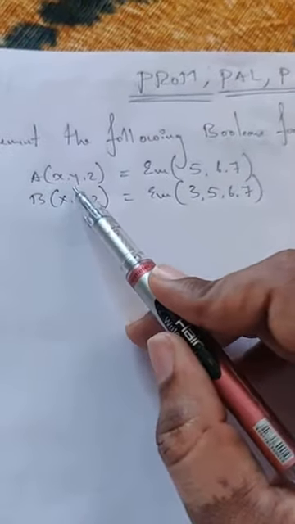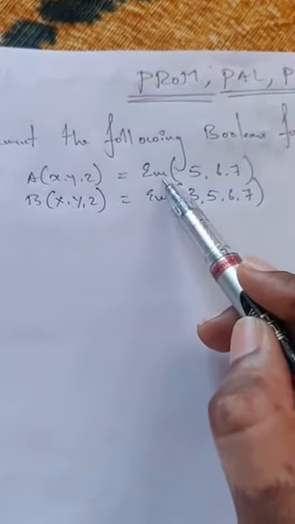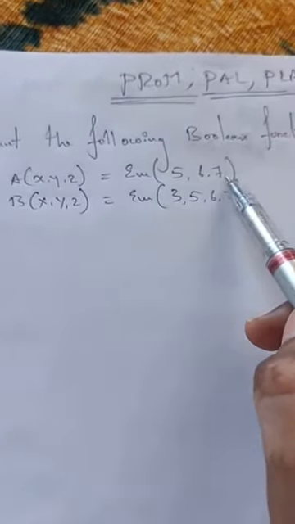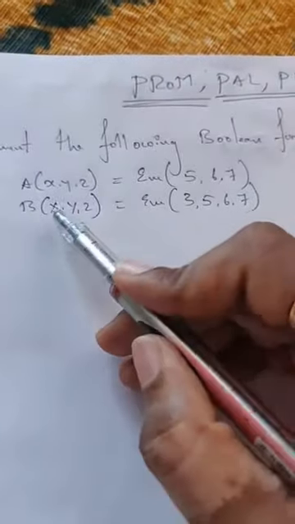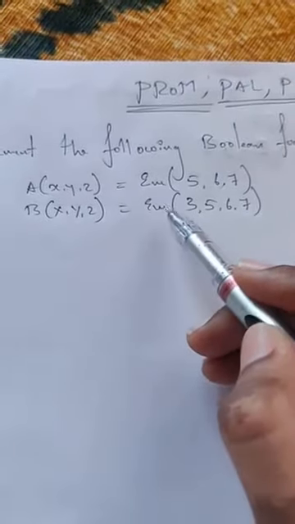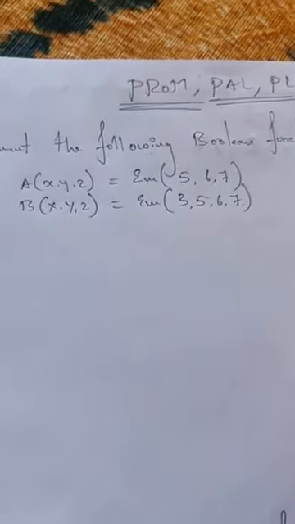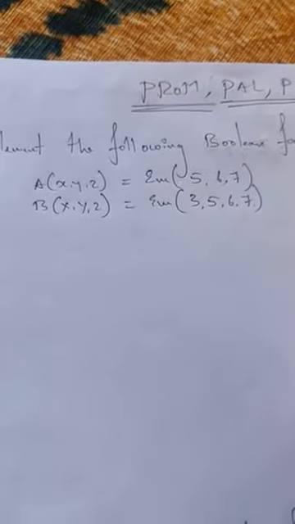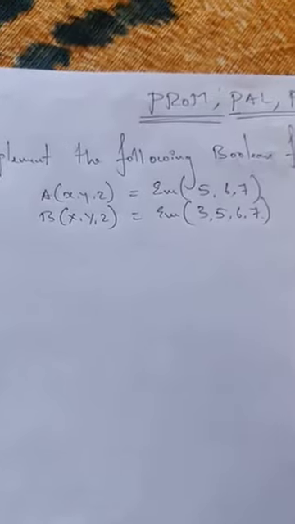A of x, y, z is equal to summation of small m 5, 6, 7. So 5, 6, 7 are min terms. B of x, y, z refers to summation of small m 3, 5, 6, 7. So they have given two Boolean expressions, both in the form of SOP. You need to implement this using PROM.